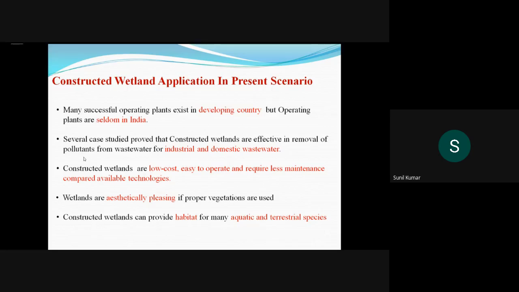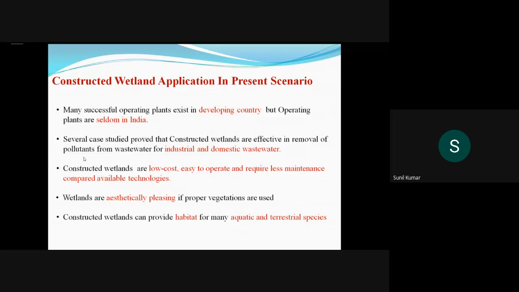And with respect to the cost and requirement, we only have to bear the area of the land. See, it is low cost, easy to operate, and requires less maintenance. Only the area required is comparatively higher.